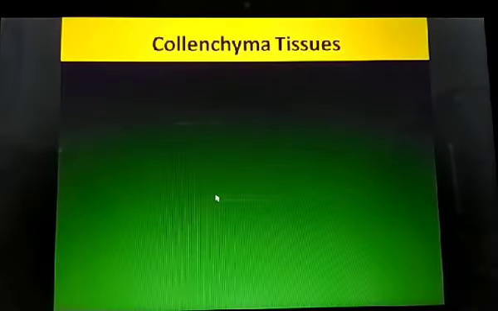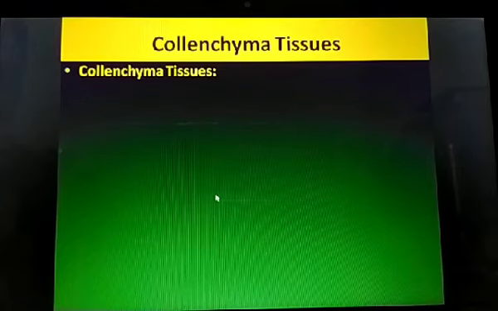Now, second is collenchyma tissue. This is again a simple type of permanent tissue.